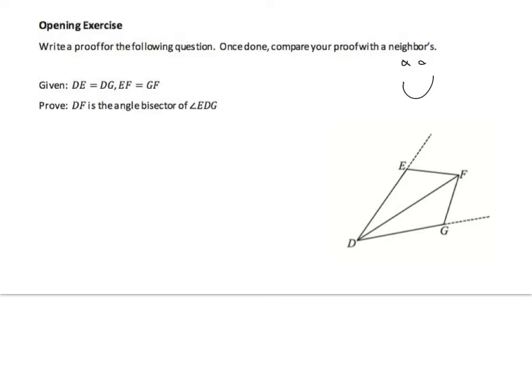Okay, first we have our givens. DE equals DG and EF equals GF. Okay, those are both given. We're trying to prove that DF is the angle bisector of angle EDG. So we have those given. What else do we know?